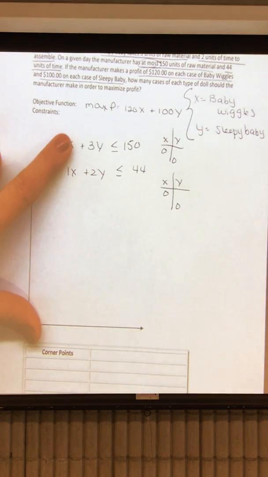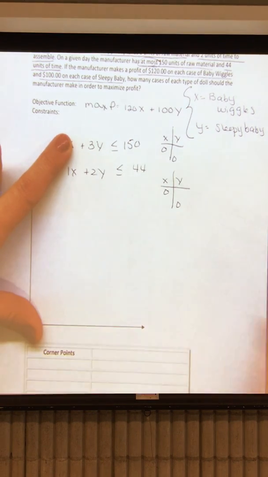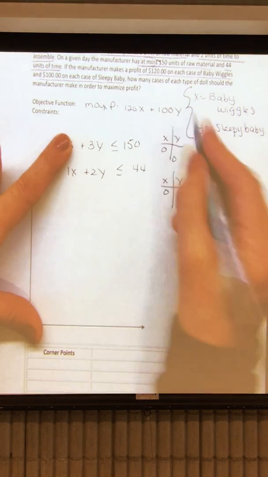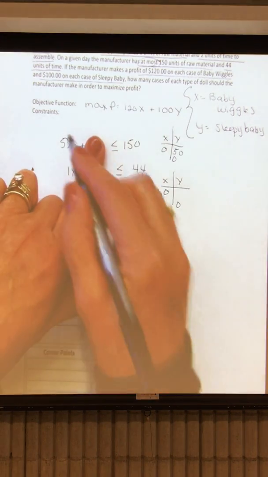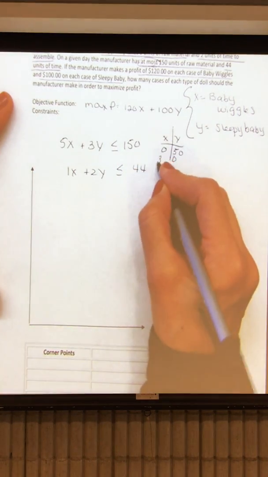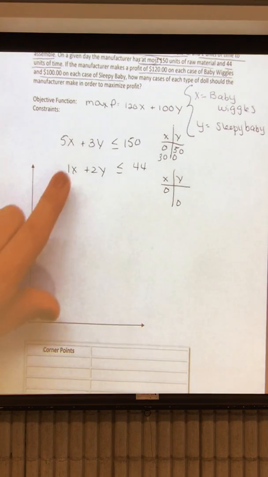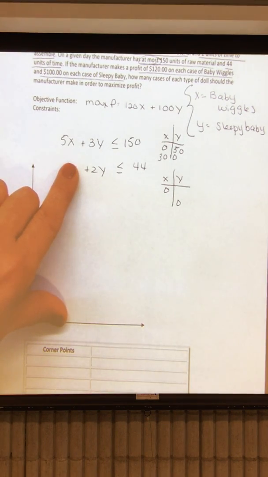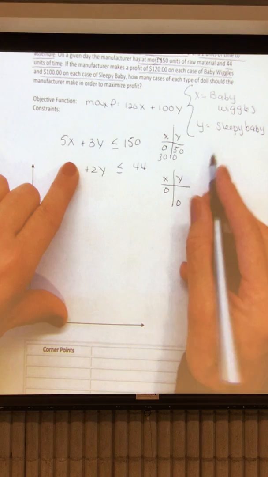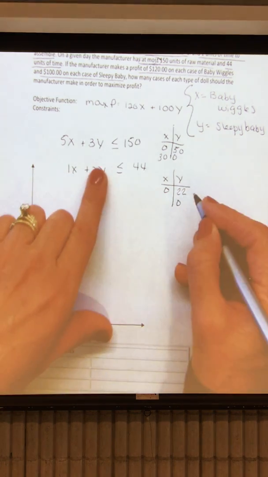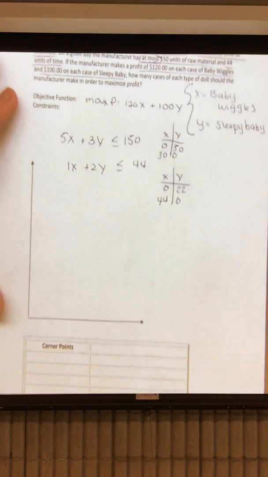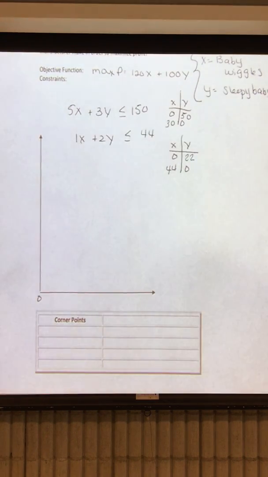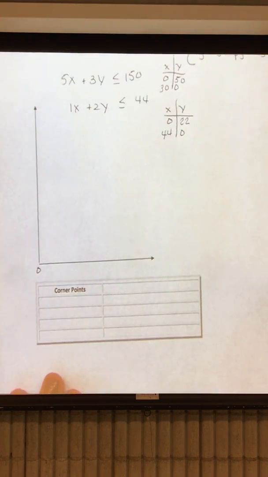So when x is equal to 0, we have 150 divided by 3, which is 50. And when y is 0, we have 150 divided by 5, which is 30. And then the second inequality, when x is 0, 44 divided by 2 is 22. And when y is 0, we have 44. So let us draw our graph.